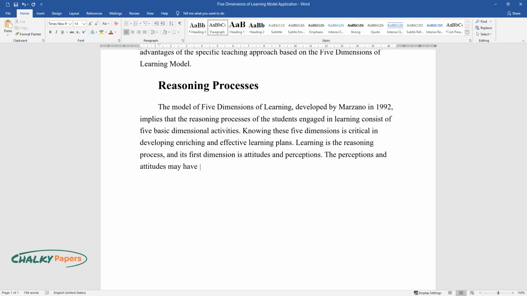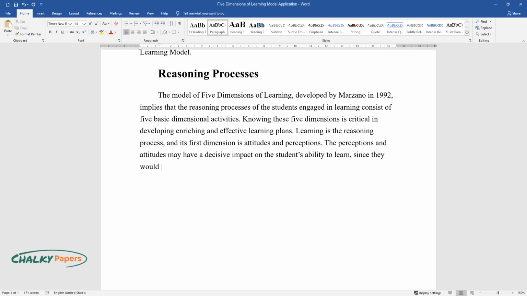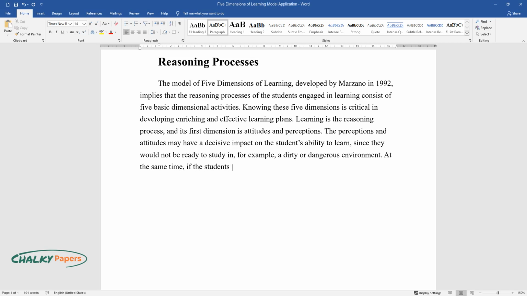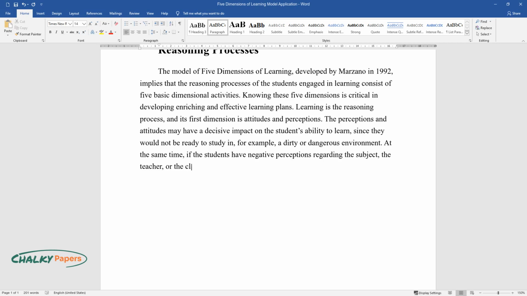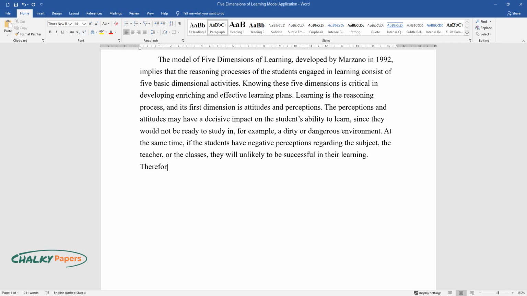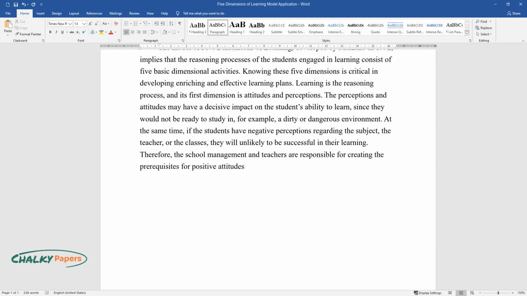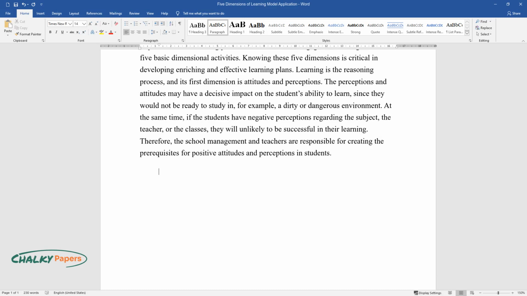The perceptions and attitudes may have a decisive impact on the student's ability to learn, since they would not be ready to study in, for example, a dirty or dangerous environment. At the same time, if the students have negative perceptions regarding the subject, the teacher, or the classes, they will be unlikely to be successful in their learning. Therefore, the school management and teachers are responsible for creating the prerequisites for positive attitudes and perceptions in students.